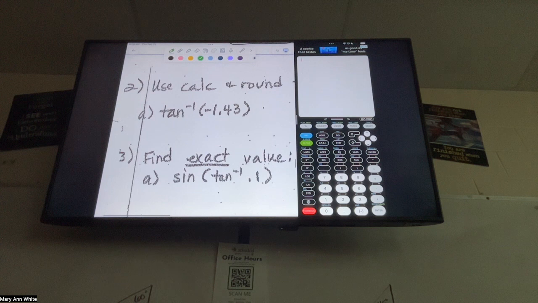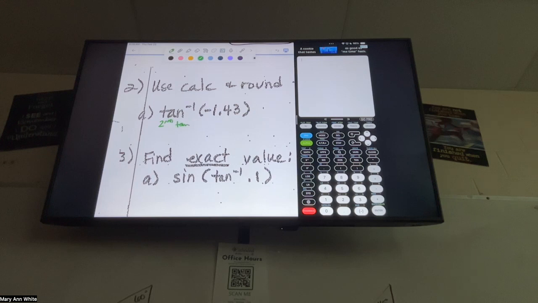And it says, use the calculator and round to the 10,000th. Isn't that 4 places after the decimal? I think so. So when I see something like this, tan to the negative 1 of negative 1.43, can I just put that straight in my calculator? Yeah. How do I get tan to the negative 1 again? Second tan. Good. So don't forget it's second and then tan. And then we can just type everything else in.